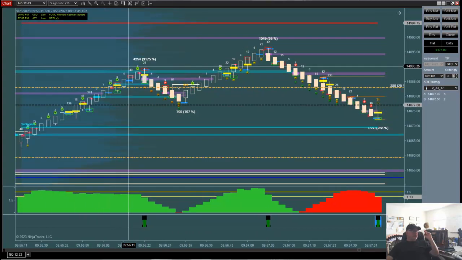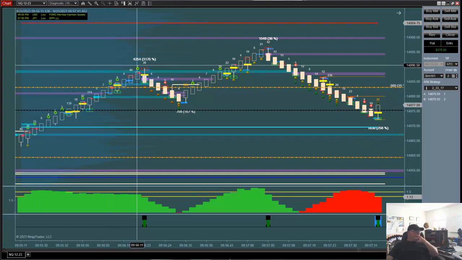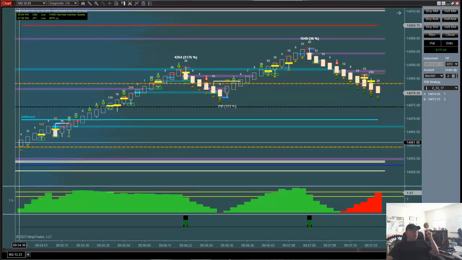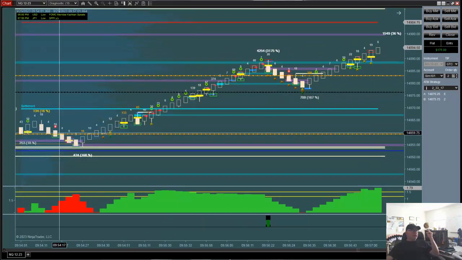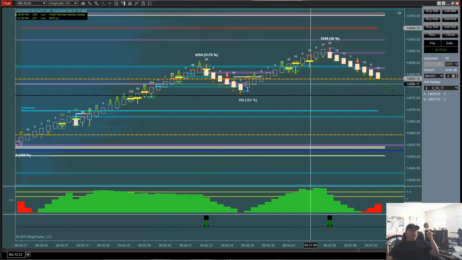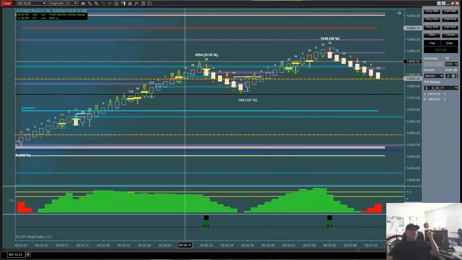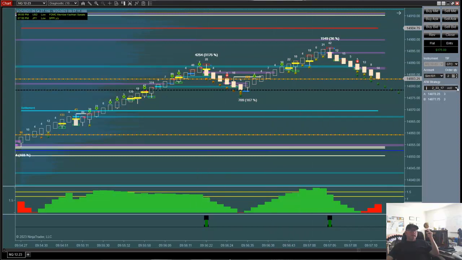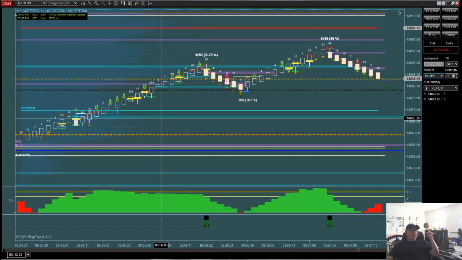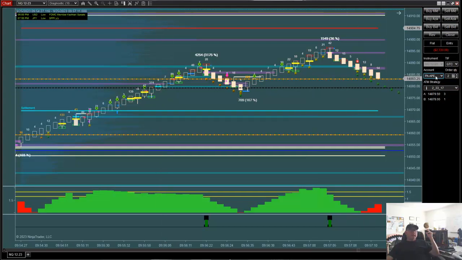I think this is the one that I got caught on. I tried to short it before that. Came down, got stopped out. Actually, let's go back and look at PA 13 because I think this is the one that caught me. Maybe not. All right, which one did I take this on? 88.